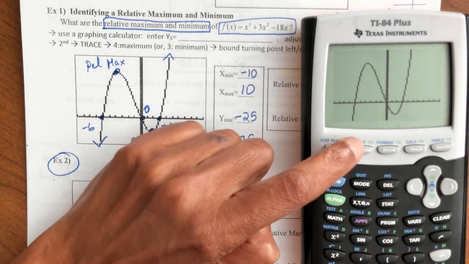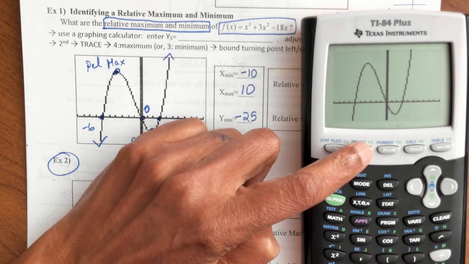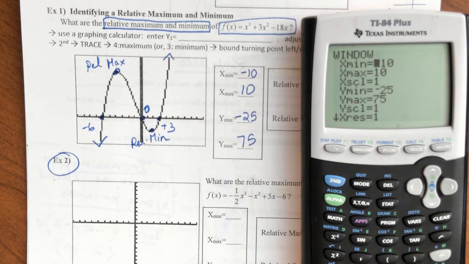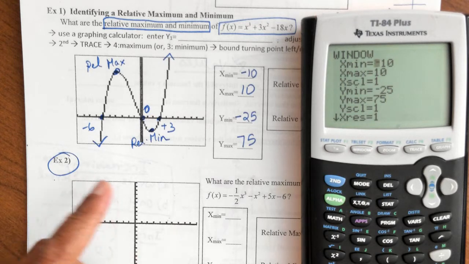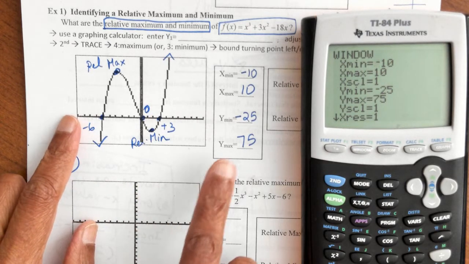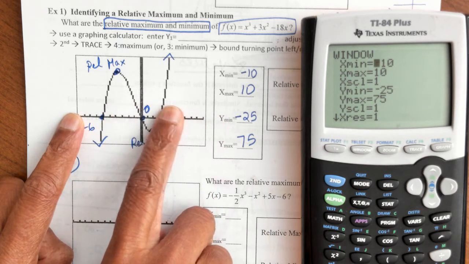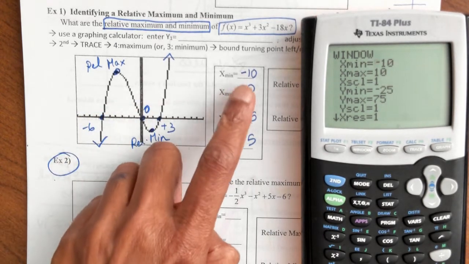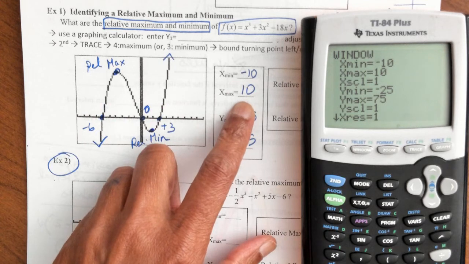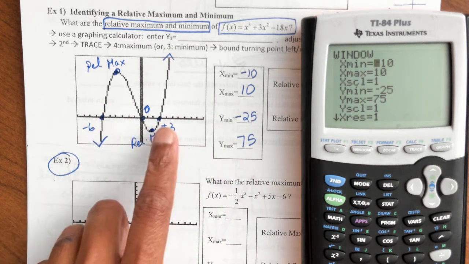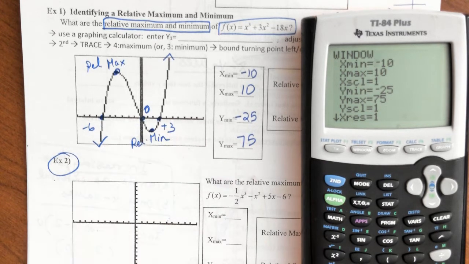And we do that by using the window button. This window button helps me adjust the window so I can see the whole graph. So press window, you don't have to adjust the x minimum and the x maximum, which are here. You probably are seeing all the three x-intercepts, because your default x minimum, x maximum on any calculator is -10 and +10, and that is enough, because the x-intercepts are -6 and +3. They fall between -10 and +10. So I don't have to adjust this.